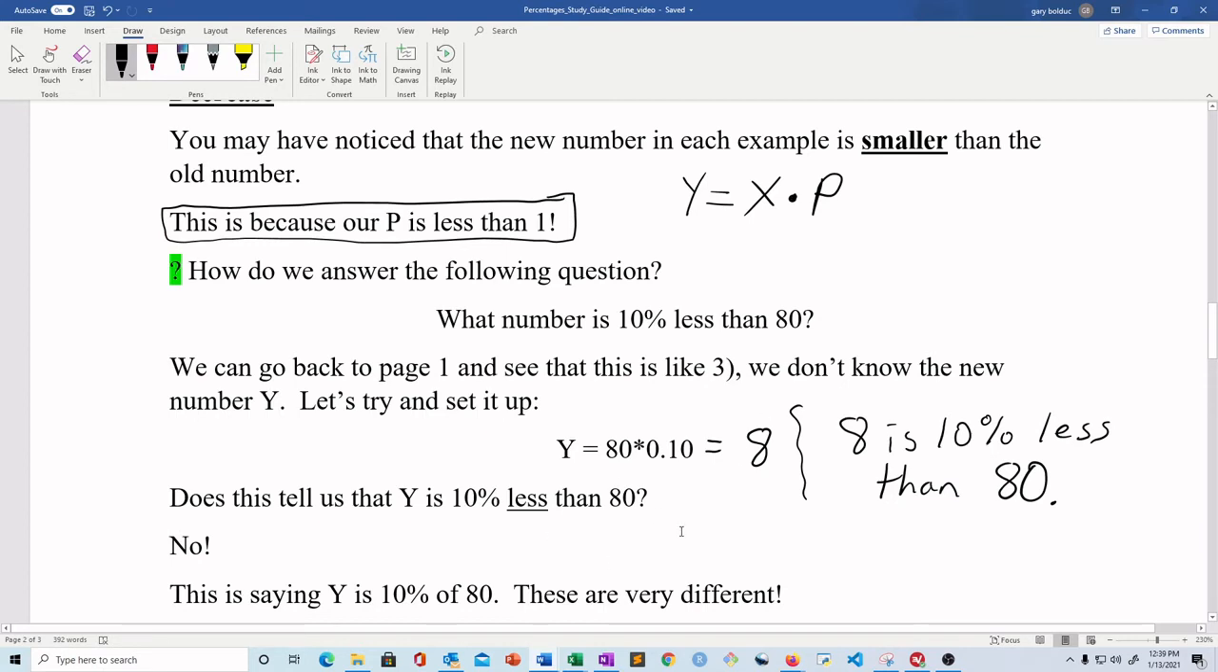So I get that that's tricky because I'm changing what, two words? But you've got to really pay attention to what's being asked here. I want what's 10% less than 80. This equation, if this is what you tried, gives me 10% of 80. And these two things, here and here, are not the same.